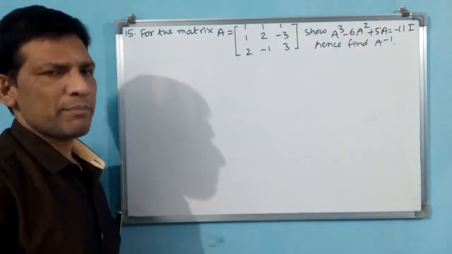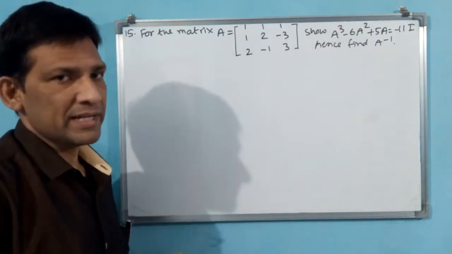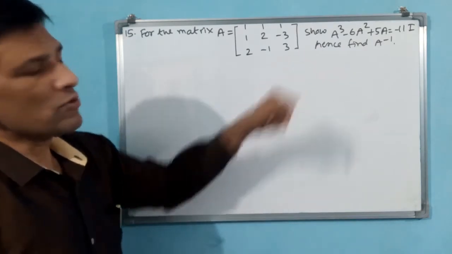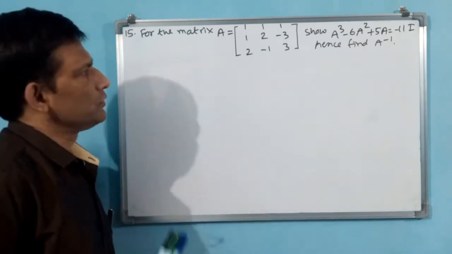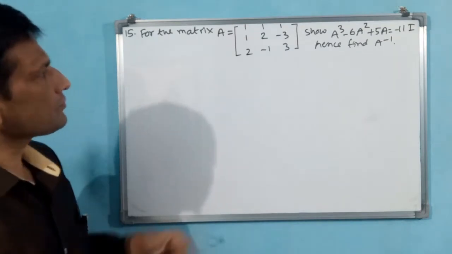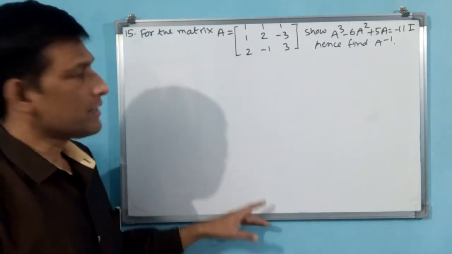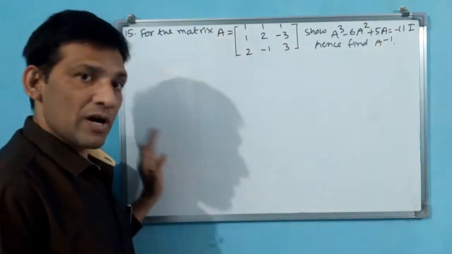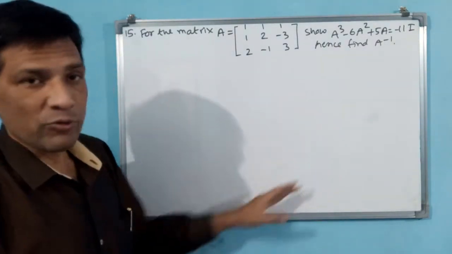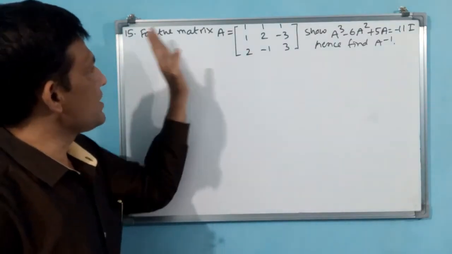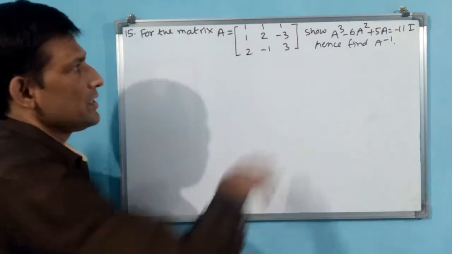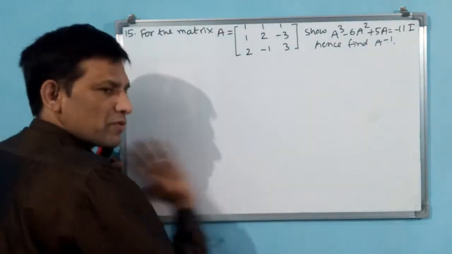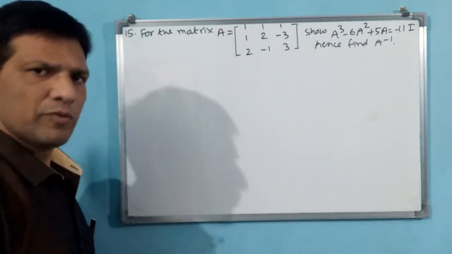This we have already done, but only up to A square earlier, I think in the 13th question. Now we have to do A cube also. I will find A square and write A and A square here. Again we will find A cube, then write this equation and equate to show it.